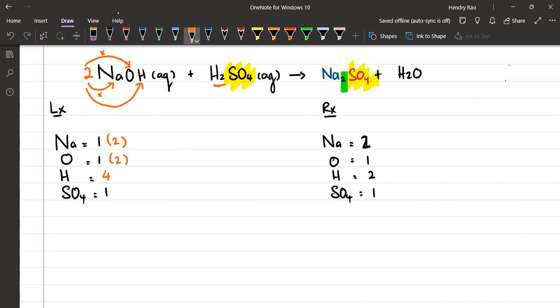Now, on this side, I need to balance out some things here. Because I have 2 oxygen here, I add a 2 here. So when I add a 2 there, what automatically happens is I times this by 2, I times this by 2. So now my grand total will be balanced. How? 2, 2, 4, 1. This is 2, 2, 4, 1. So both the left-hand side and right-hand side numbers are equal. So we call it balanced.